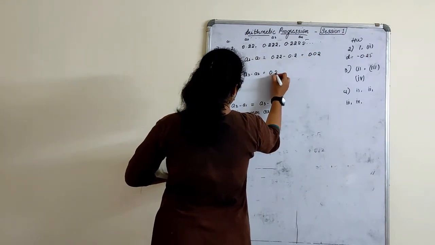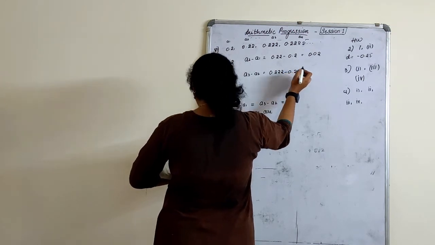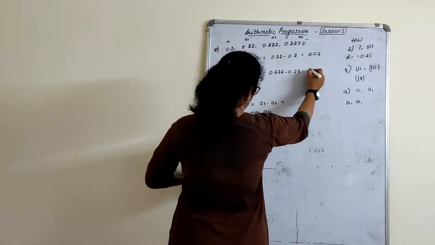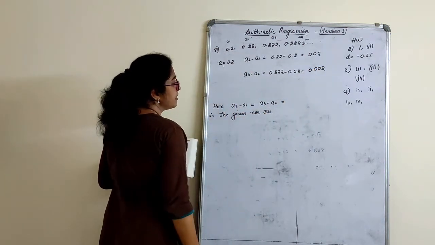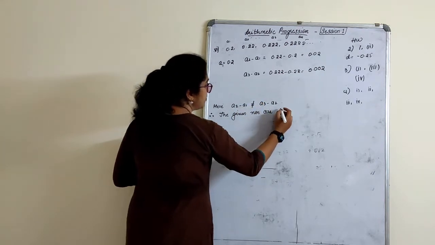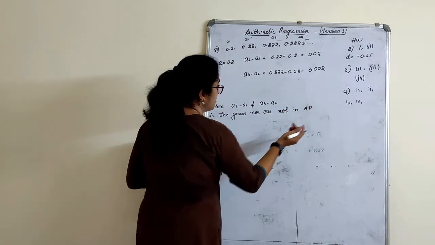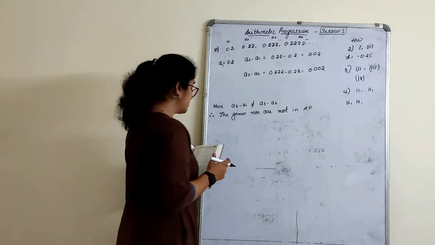Next, 0.222 minus 0.22. How much do you get when you subtract this number? You get 0.002. Here A2 minus A1 is not equal to A3 minus A2. The given numbers are not in AP. Over. If it is not in AP, your work is very simple. You need not do anything. Leave it as it is.